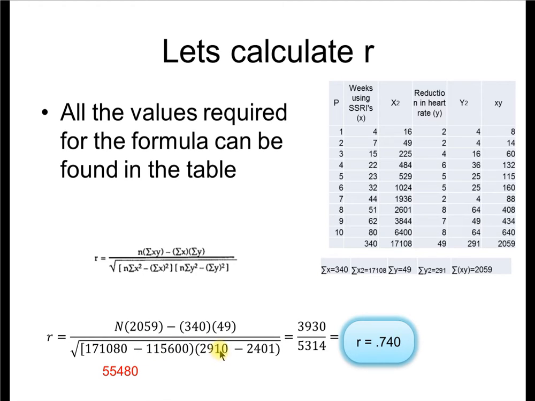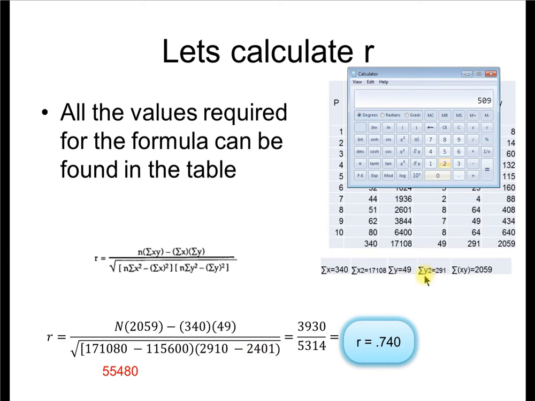Then we've got 2910. Remember, we got this from taking 10 and multiplying it by the sum of y squared. So y squared is 291. We multiply that by 10 to get 2910. So now we take 2910 and we subtract from it this sum here, which works out as 2401. And that gives us 509.